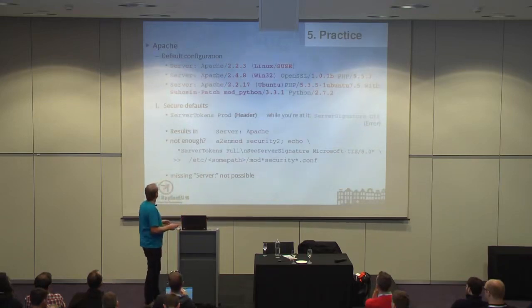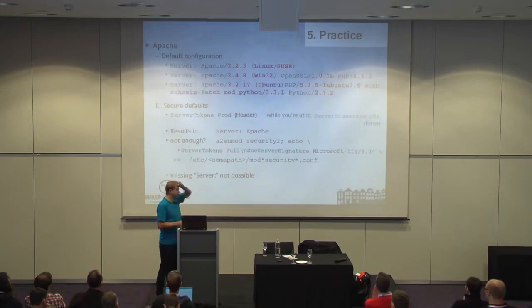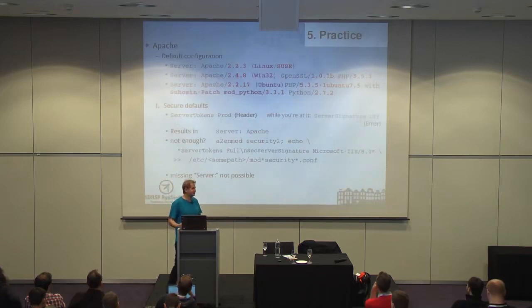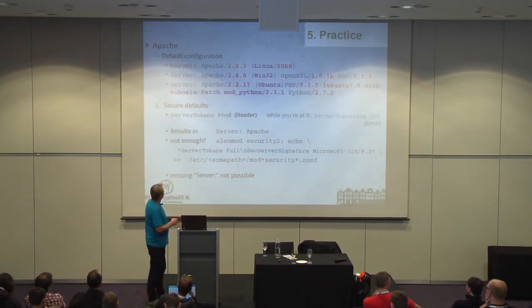So, for Apache, for example, you can just set ServerTokens to Off. You should also set ServerSignature to Off, because there are at least two means of fingerprinting the server. One is if you hit an error page, then you also get the version number.